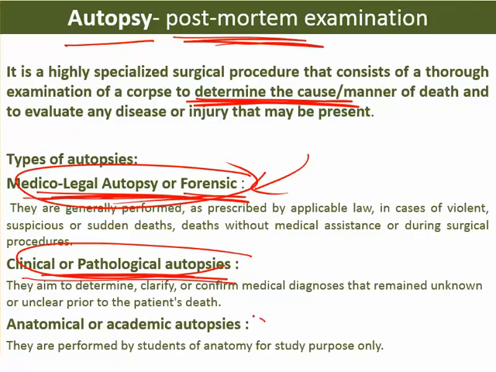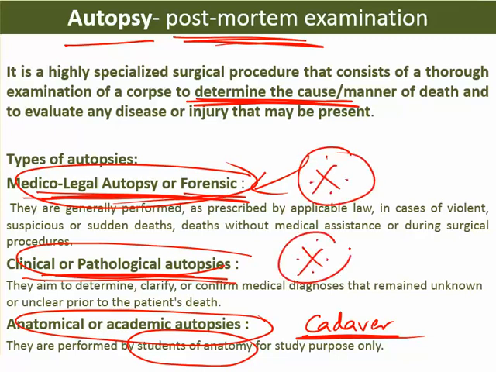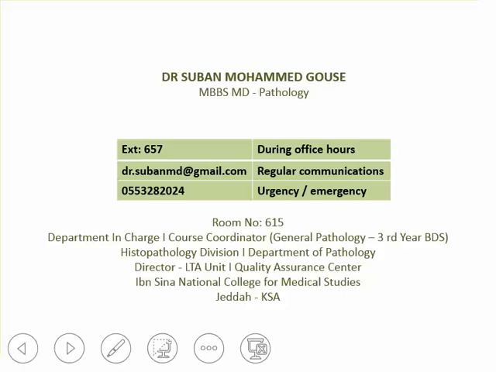Now coming to the academic autopsy, or they call it anatomical autopsy. You must have seen the cadaver in the anatomy lab, right? That is what they call an autopsy, but actually that is called a cadaver. Okay, so these are the three types of autopsies. The most important ones you should know are medico-legal autopsy and clinical or pathological autopsy.